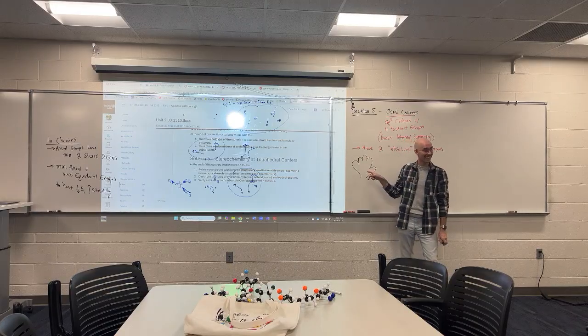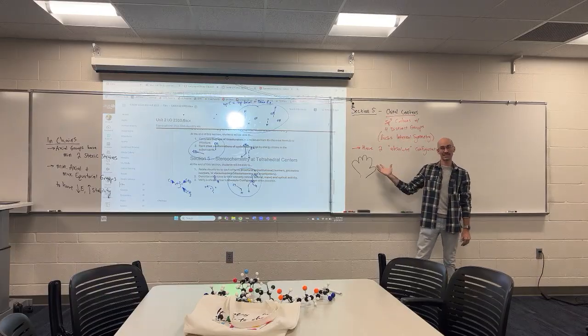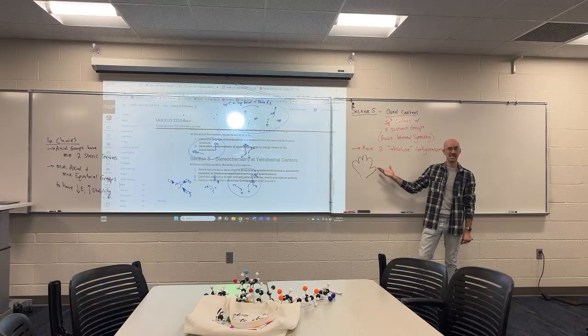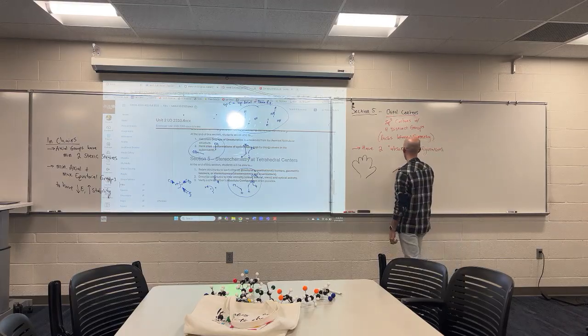We know it's a hand, and literally by the use of the word, we know that it's chiral, because that means hand. So which chiral thing is it? My left hand or my right hand? This is the issue with absolute configurations.